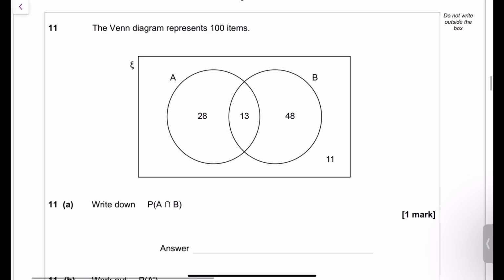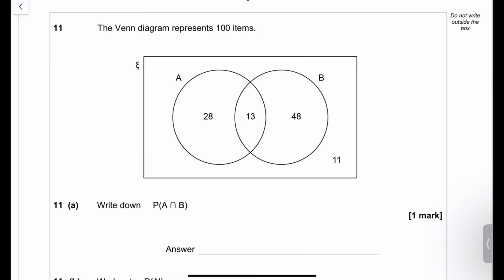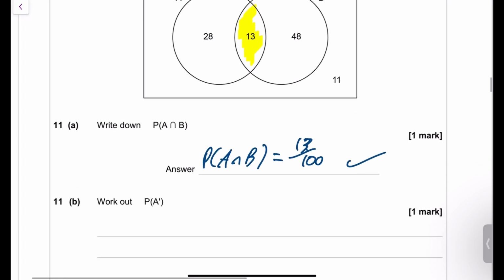Okay, Venn diagrams. The Venn diagram represents 100 items, so 100 is the total. Write down the probability of A and B. A and B is this wee overlap. If there's 100 things in total, the probability of A and B is 13 out of 100, and that's as good as you can go. It doesn't cancel down any.